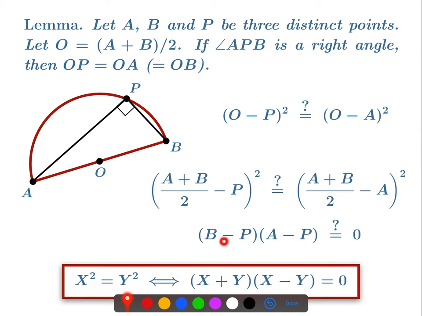Now, is that true? Well, this is the vector from P to B, and this is the vector from P to A. And you can see those vectors are, in fact, perpendicular because we're given that angle APB is 90 degrees. From the point of view of this lemma, then, that is true because we're given the information that the angle at P there is 90 degrees. So this dot product is 0.